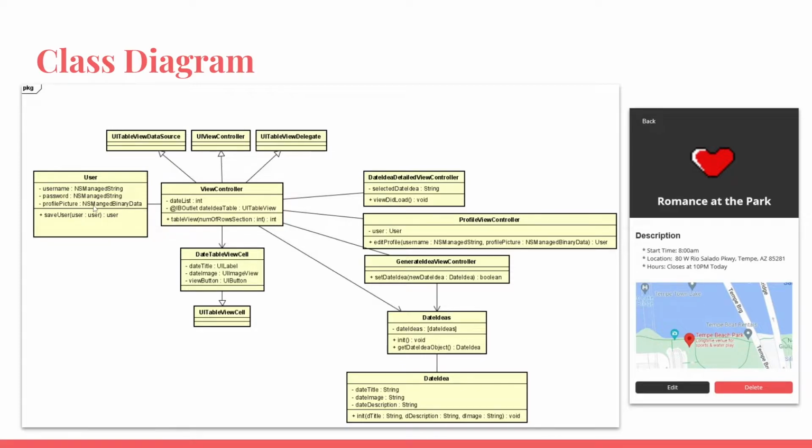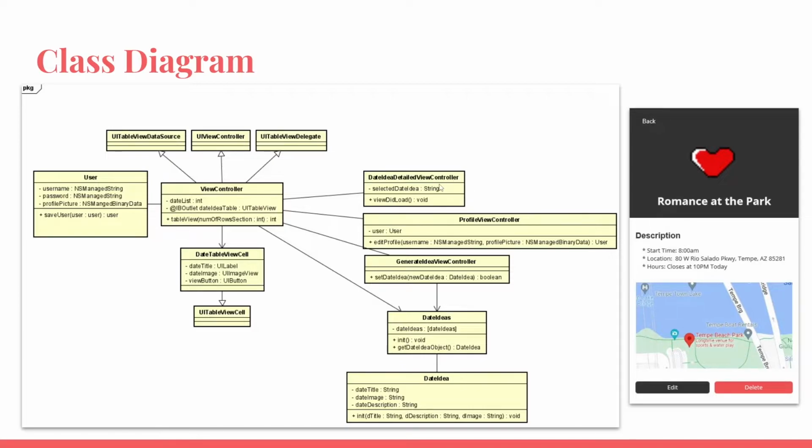A user has an operation of saving the user information. I didn't put this on the class diagram, but it will have getter and setter methods. So continuing on what I was saying before, when you click on a cell or a date idea, you will go into the detail view controller.